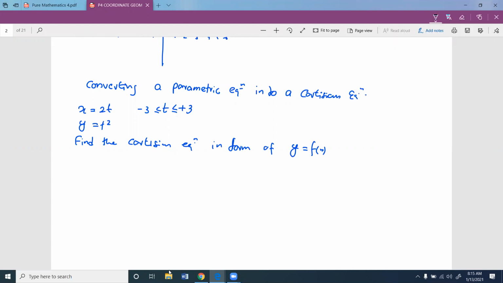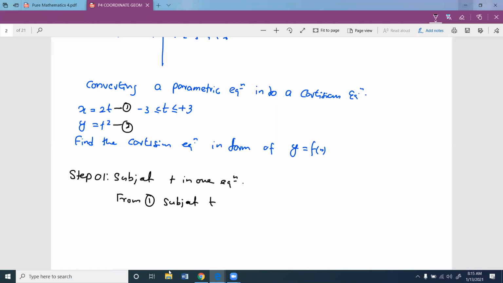Then the first step, step 1, is to make t the subject in one equation. We use the method of elimination to do this process. I'll label this one as 1 and this one as 2. From 1, subject t. That's the easiest way of making t the subject. So you get the answer: t equals x over 2. Hope you can understand how I get this, right?